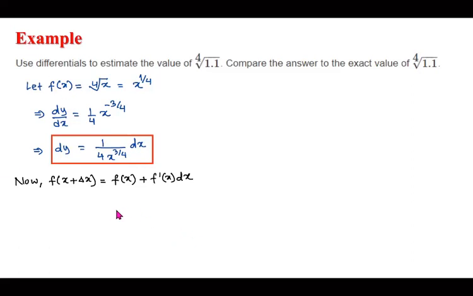Okay, so now if we plug in the values here, f of x plus delta x is equal to f of x. We know that this is the fourth root of x, plus the derivative of the function multiplied with dx, which is dy in fact, right? Which is 1/4 times x raised to negative 3/4, then dx. Okay, that will help you to find the value. So let's continue here.